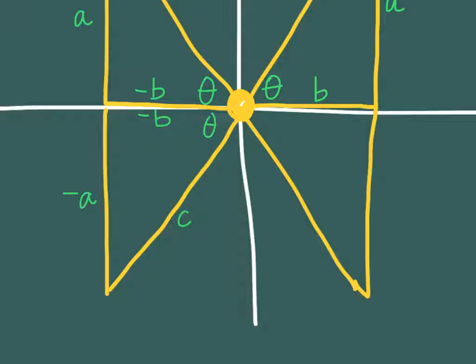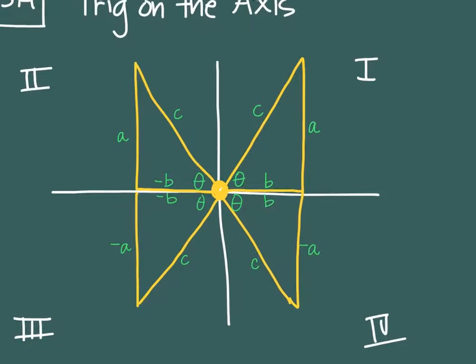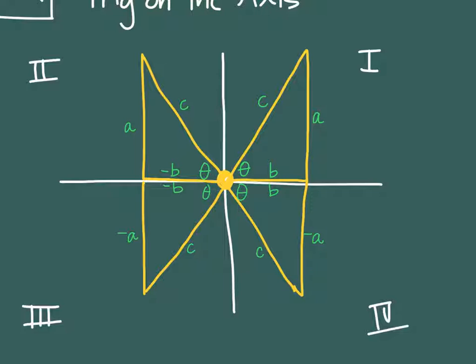And then so the final one has a positive B because it's on the right side of the x-axis, but it has a negative A and it has a positive hypotenuse with theta in the origin. So those are the 4 ways to draw a right triangle in the coordinate axis. Okay, any questions about that?